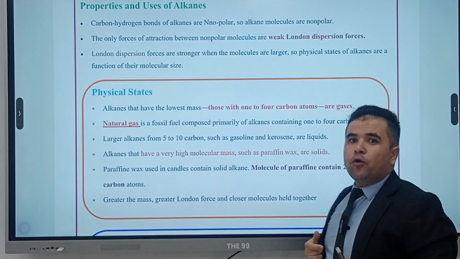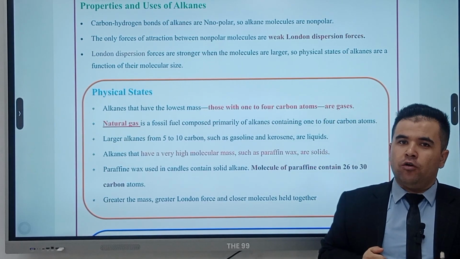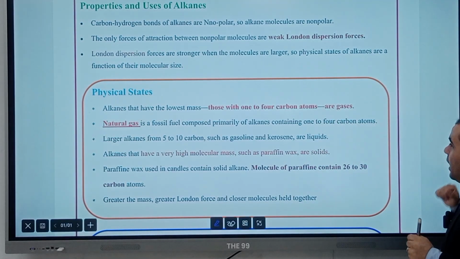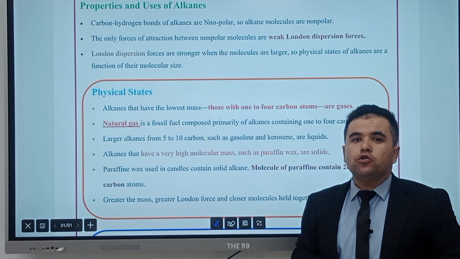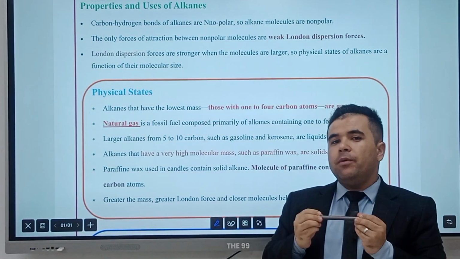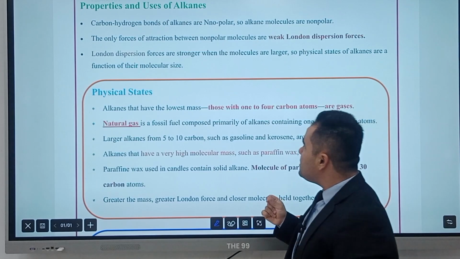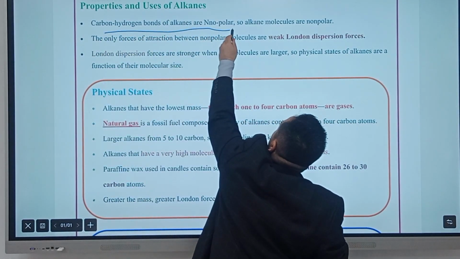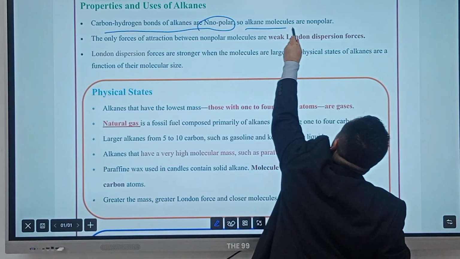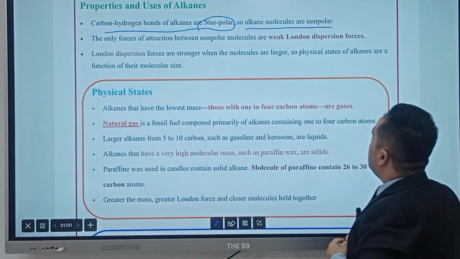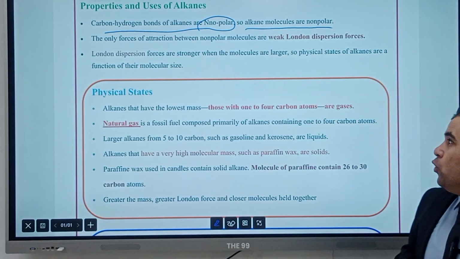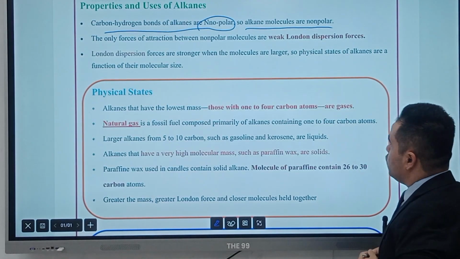Let us talk about the properties and uses of the alkane. Guys, the alkanes are composed of hydrocarbons. The hydrocarbons are non-polar. So the first thing we have to know is that carbon-hydrogen bonds are non-polar. So non-polar molecules are not able to dissolve in polar solvents like water. They are not soluble in water.